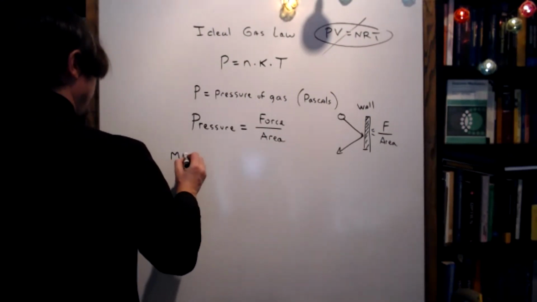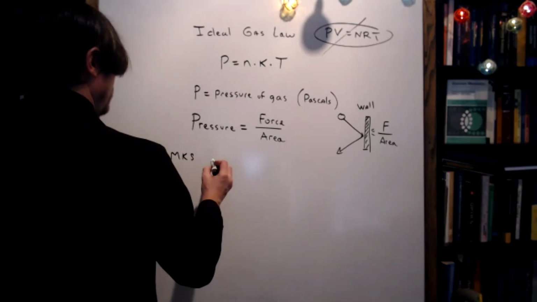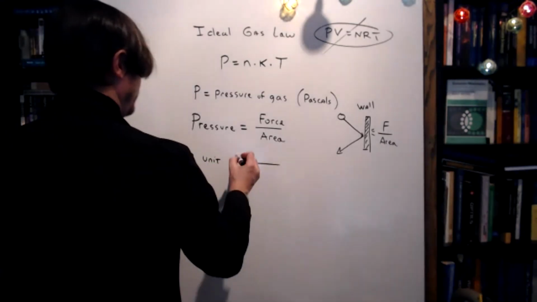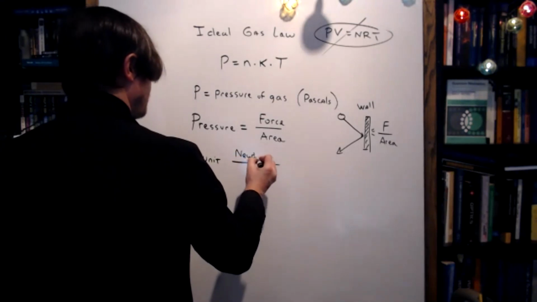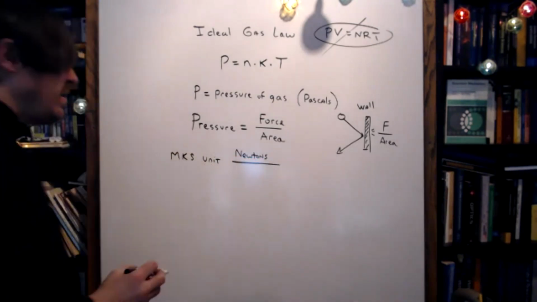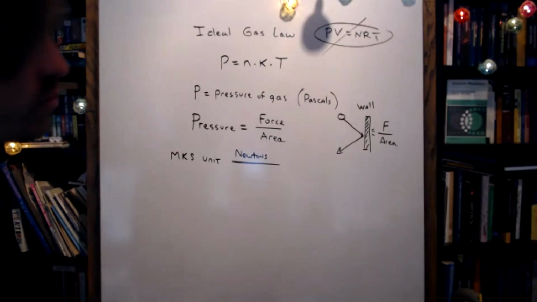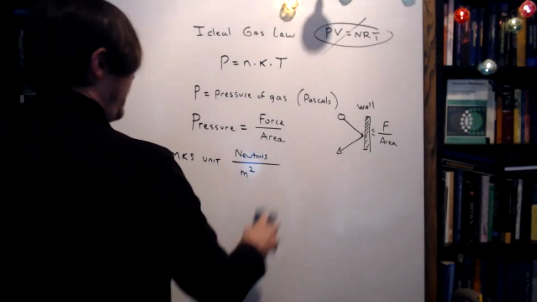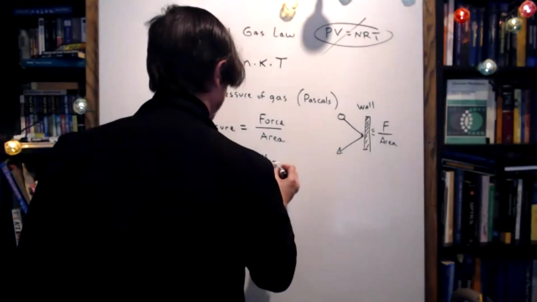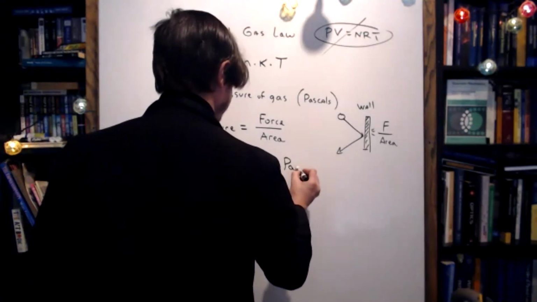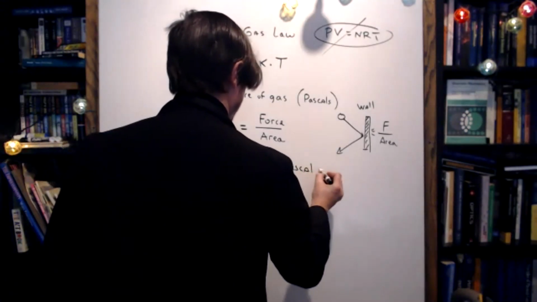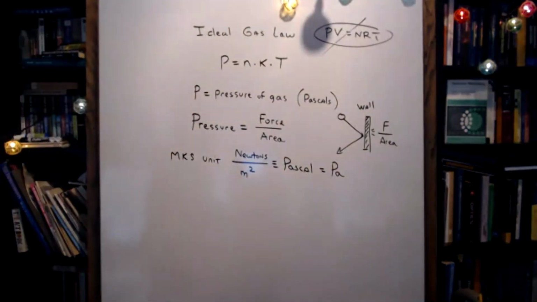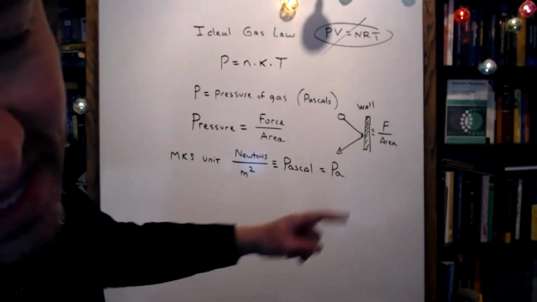For MKS units, force is measured in newtons. Area is measured in square meters. And newtons per meter squared are defined as a Pascal. Sometimes people just write pascals as Pa.